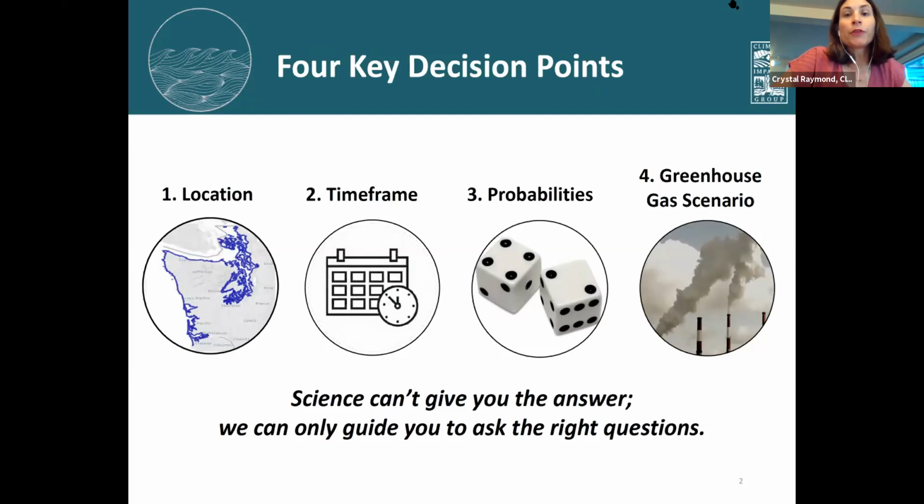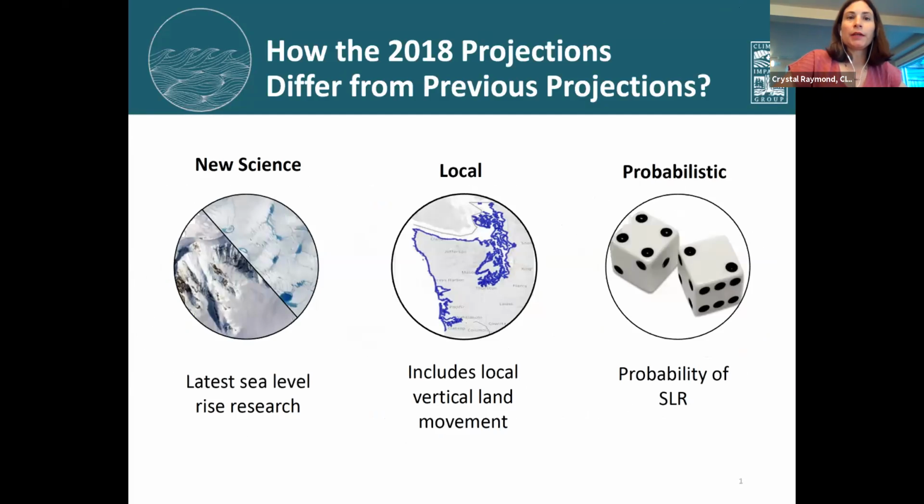So the key differences in the 2018 projections are that they are based on the latest sea level rise science. They are local in that they include vertical land movement along Washington's coast. So this gives the variation in the projections at the local scale based on areas of the coast that are uplifting or subsiding. And the third key difference is that these sea level rise projections are probabilistic. That means we have associated probabilities with each of the values within the range of the projections. So this is significant new information included in these projections.